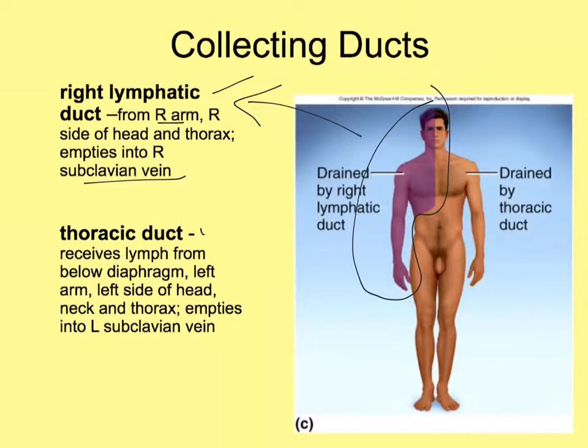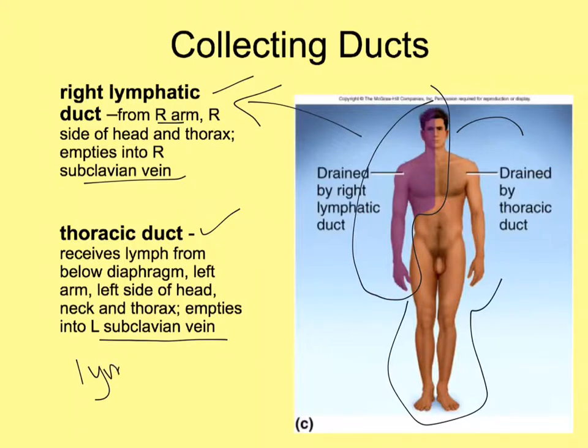The thoracic duct does everything else, and it dumps into the left subclavian vein. So that's how the lymph returns to the bloodstream. So we dump it into the veins. All right, so that's how we collect excess fluid from the tissue.